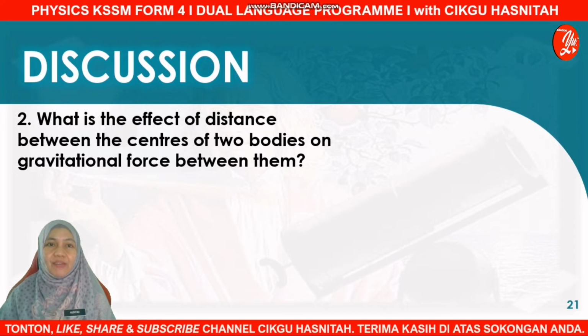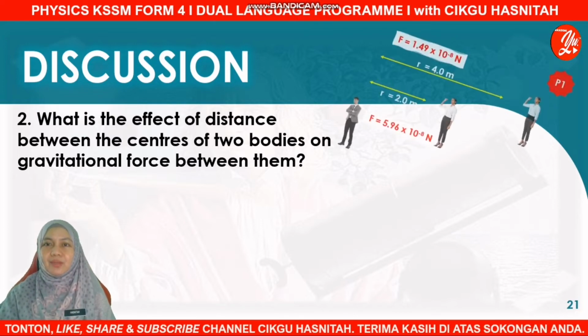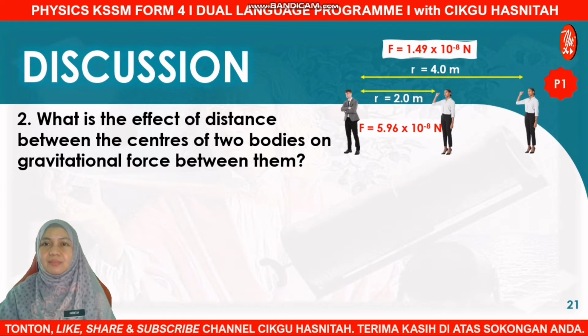Yes, very good. Okay, now let's check on the second question. What is the effect of the distance between the centers of the two bodies on the gravitational force acting between them? Now from the diagram, you can see that for the first pair, at a distance of 2 meters, the force acting is 5.96 times 10 to the power of negative 8 Newton. And when the distance increases to 4, you can see what happened to the force. Yes, it decreases to 1.49 times 10 to the power of negative 8 Newton.